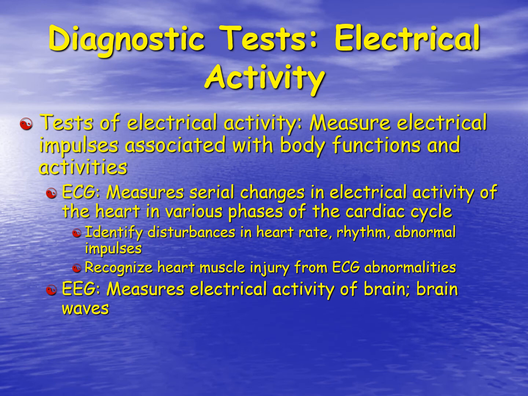This is actually looking at the 4 different types of brain waves that we see: the alpha, the beta, the delta, and the theta waves. Alpha waves are seen in an awake but not really active adult. In other words, you're kind of zoned out and just sitting there, but you're awake.